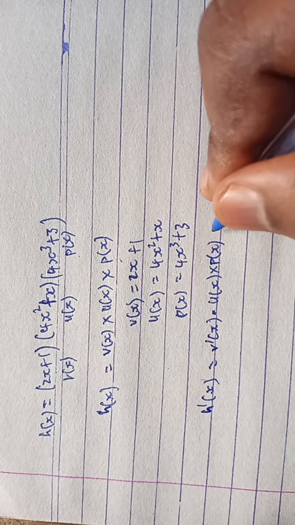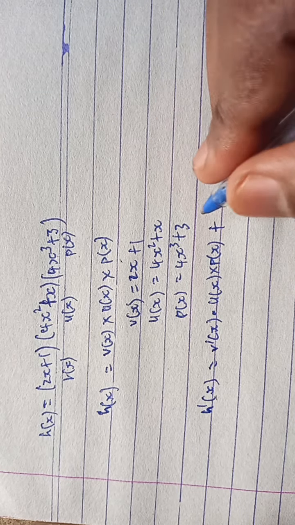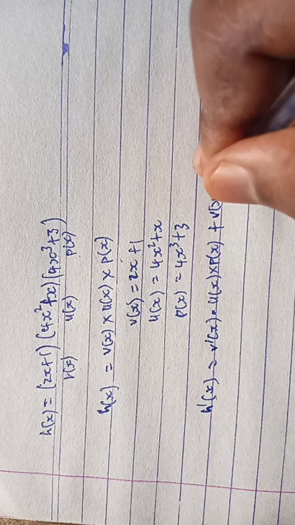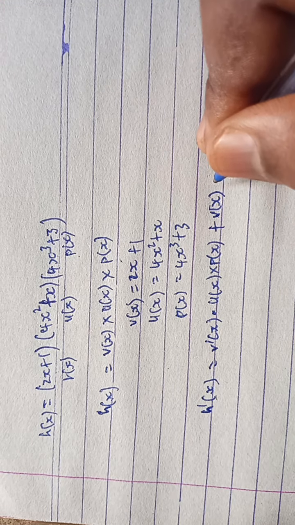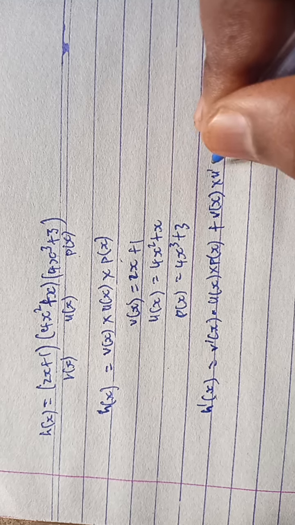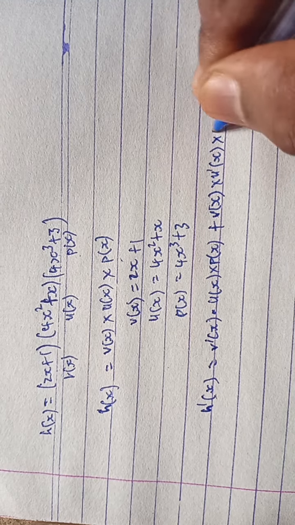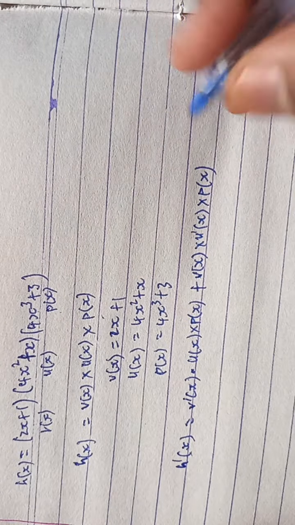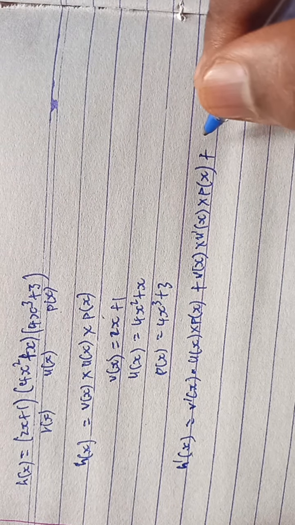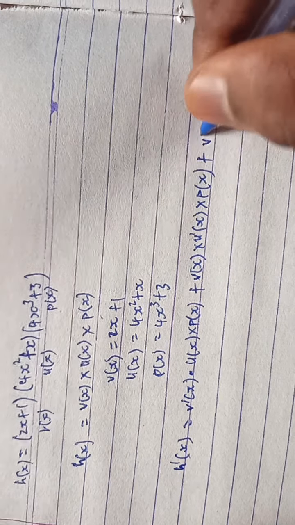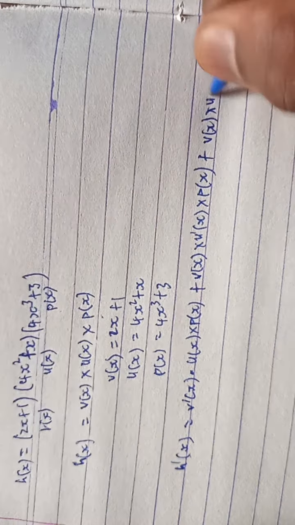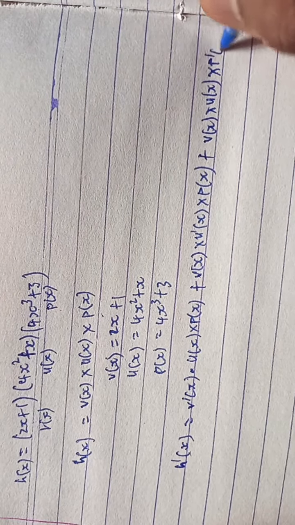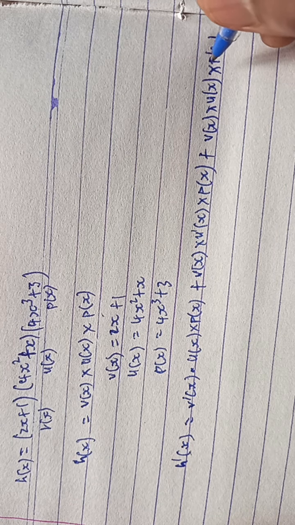Then you maintain the two and differentiate the middle one. V of x multiplying by u prime of x multiplying by p of x. You do the same to p plus v of x multiplying by u of x, then multiplying by p prime of x. So that's how we do it, guys.